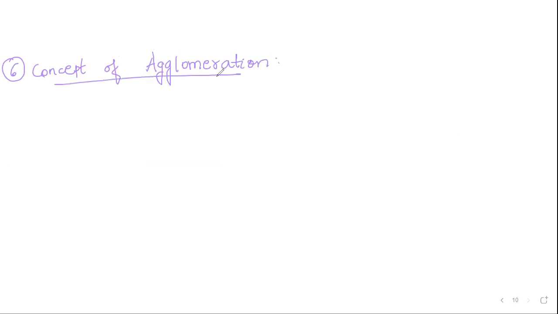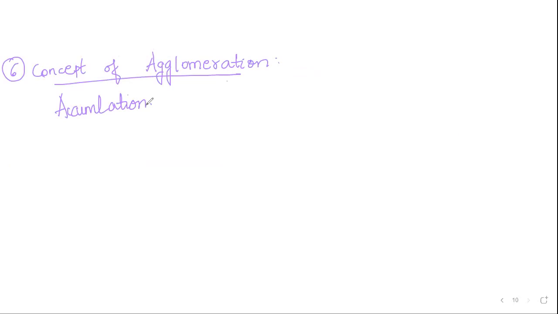And the sixth point is by far the most important point, the concept of agglomeration. What is agglomeration basically? Agglomeration means accumulation. In simple words, agglomeration means accumulation.